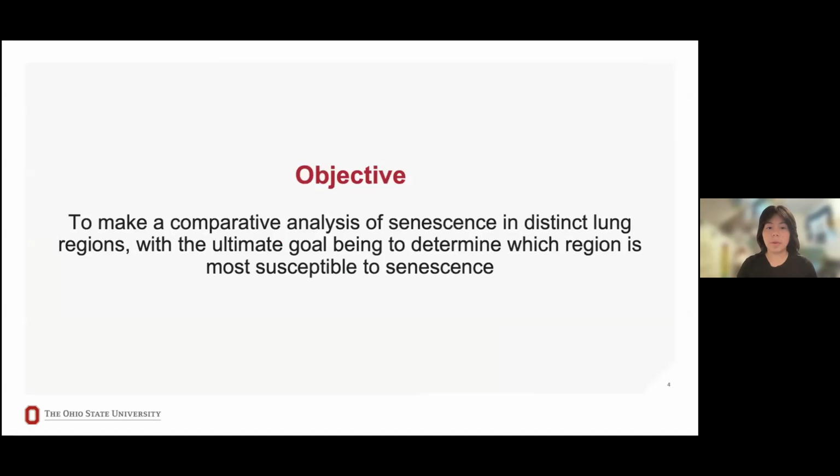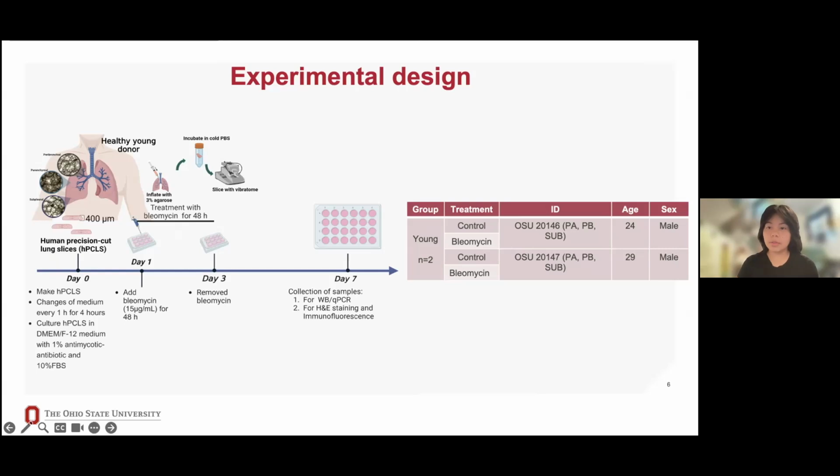So the objective of my project is to make a comparative analysis of senescence in these distinct regions, with our ultimate goal being to determine which of the areas is the most susceptible to senescence. The experimental design works by taking samples from each of the different areas from a healthy young donor. We then inflate those samples with 3% agarose. We incubate it in cold PBS. And then using a vibratome, we slice 400 micrometer thick slices.